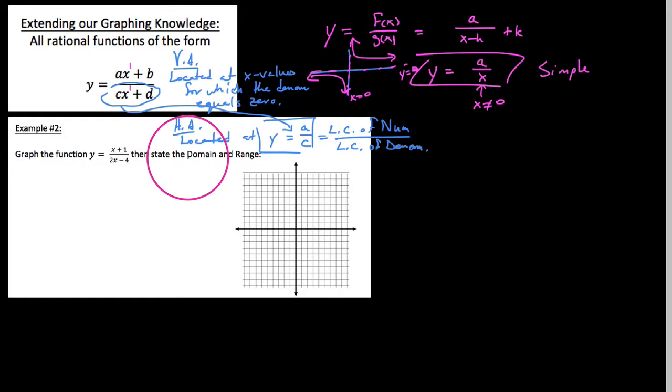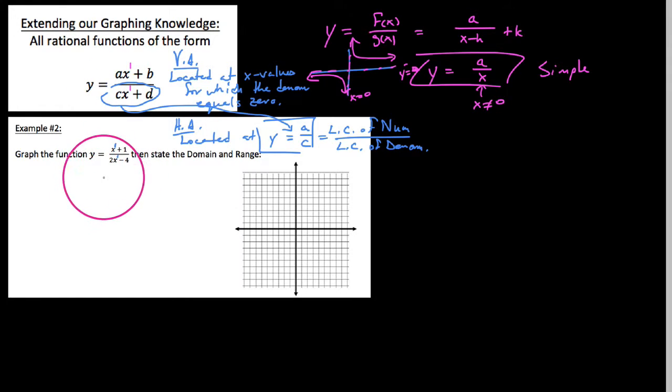So let's take a look at a function. Graph the function y equals x plus 1 over 2x minus 4, then state the domain and range. First things first, before we inspect the graph, I want to point some things out. This is a function that is a linear over linear, so this is exactly what we're looking at in this case.